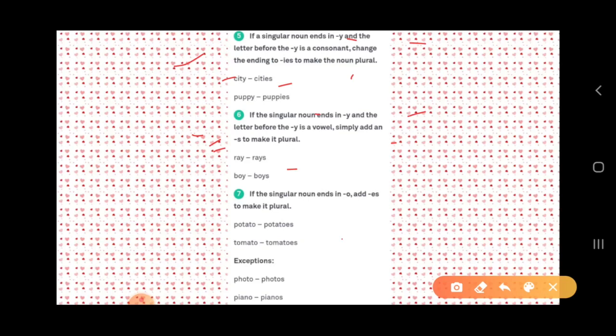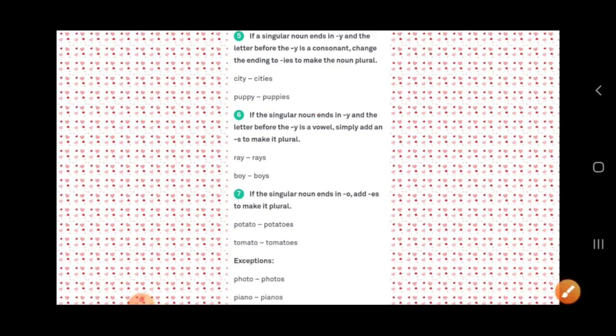Moving further, rule number 7: if the singular noun ends in o, add es to make it plural, like potato, potatoes, tomato, tomatoes. But we have some exceptions to these rules also, dear student. Like photo, we don't add es. Be careful. We add only s to make it plural.